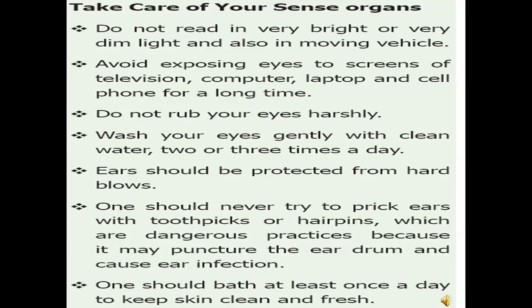Ears should be protected from hard blows. One should never try to prick ears with toothpicks or hairpins, which are dangerous practices because they may puncture the eardrum and cause ear infection. One should bathe at least once a day to keep skin clean and fresh. So every day you should follow and take care of your sense organs.